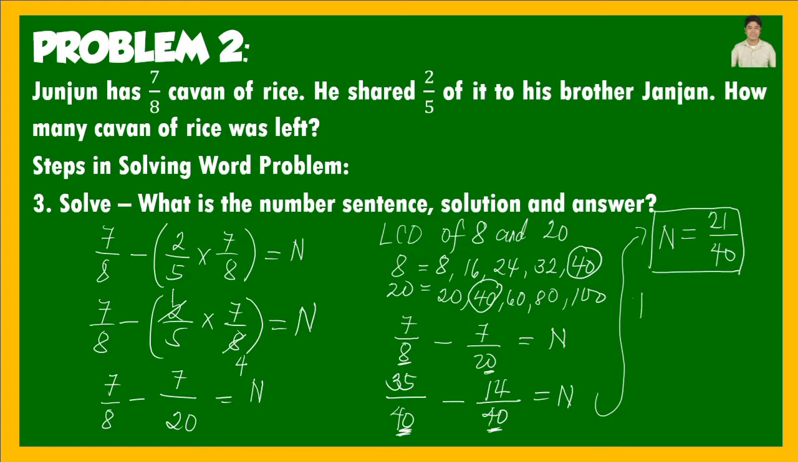So, therefore, 21 over 40 kavan of rice was left to Junjun. So, yan po yung natira sa nagbigay na si Junjun.